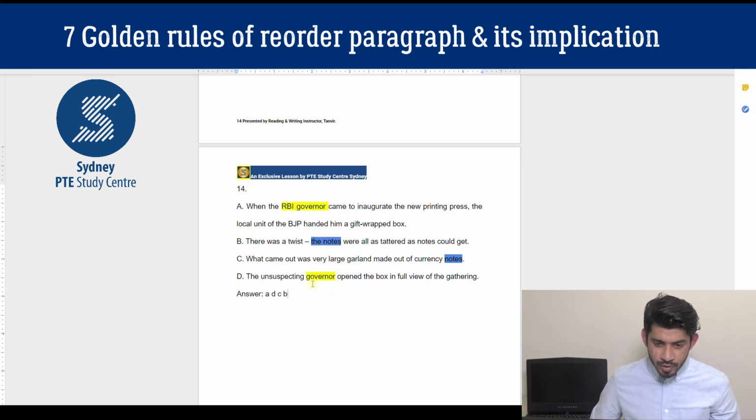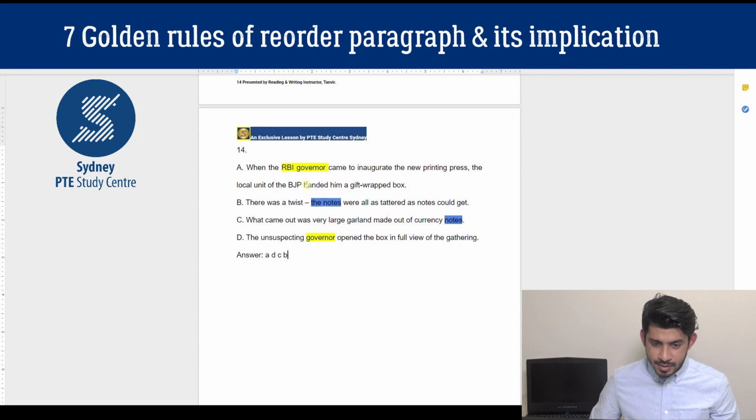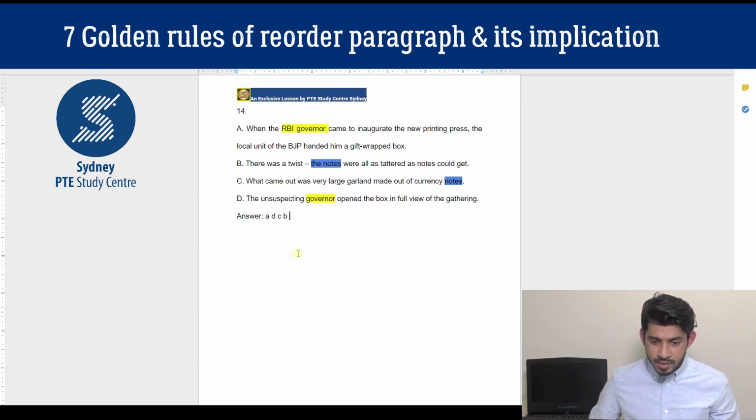Now look at this. If you read every sentence here, it actually makes sense. Somebody gave the governor a wrapped box, then they opened the box, then something came out from the box. So in terms of sequence, it makes sense. But it takes you less time if you just find the word clues and make the pairs. So looking at those four, the answer is A, D, C, B.